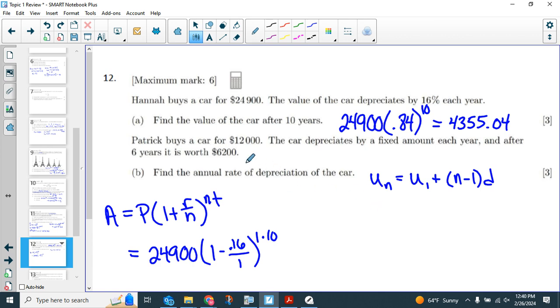All right. So if we call this u sub 1, after 6 years this then would be u sub 7. Does that make sense? After year 1 would be u sub 2, right? After 2 years would be u sub 3, so on and so forth. So I know that u sub 7 is equal to 6,200, and that will equal 12,000 plus, we know that this is u sub 7, so this is 7 minus 1 times d.